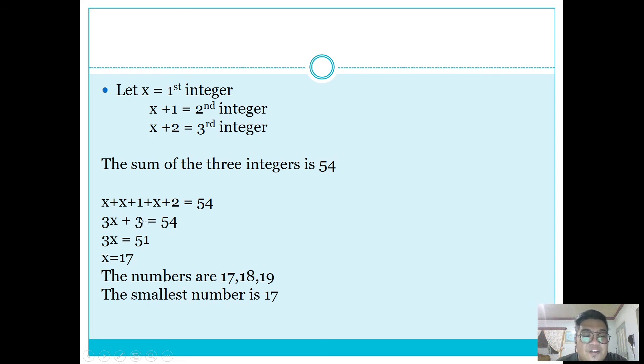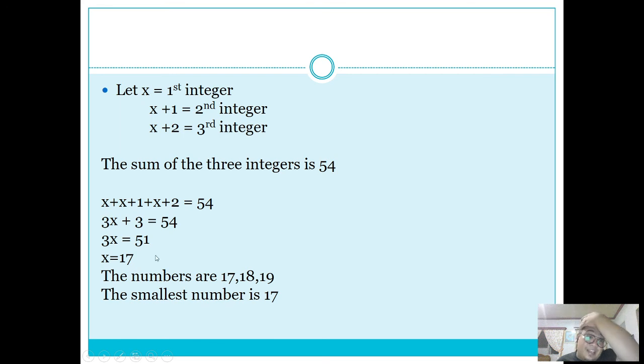Ililipat natin ngayon yung 3 sa right side. Kasi kailangan, lahat ng magkakamukha, magkakaside sila. So, si 3x nasa left side, si 3 ngayon, lalagay natin sa right side. Kaya lang, itong positive, magiging negative. So, 54 minus 3 na siya ngayon. So, 54 minus 3, 51 yon. Okay? So, dahil may 3x dito, may 51, may 3 dito, para mawala po yung 3, i-divide natin both sides by 3. So, 3x divided by 3, x na lang. Then, 51 divided by 3, that is 17.